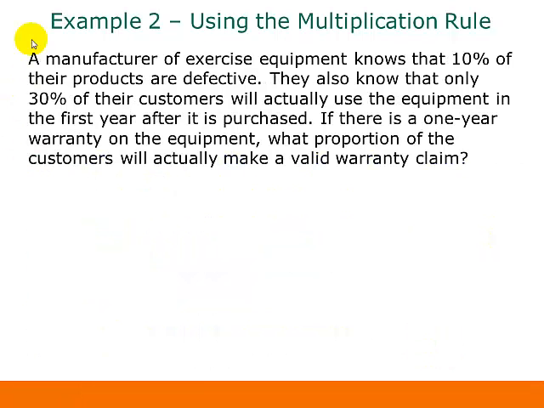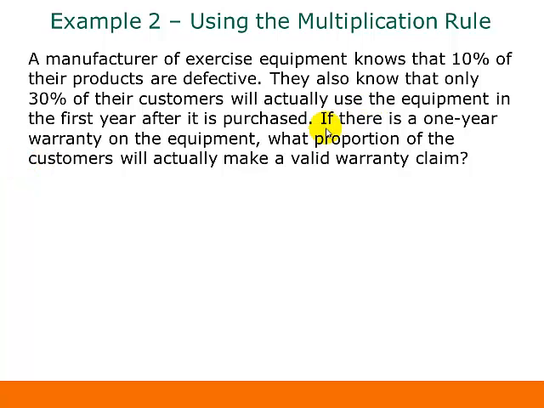Here's another example of using the multiplication rule. A manufacturer of exercise equipment knows that 10% of their products are defective. They also know that only 30% of their customers will actually use the equipment in the first year after it's purchased. If there is a 1-year warranty on the equipment, what proportion of the customers will actually make a valid warranty claim? What this is asking, really, is what's the probability that, first of all, the equipment that's bought was defective, and second, that the customer actually uses it in the first year and finds out that it's defective.